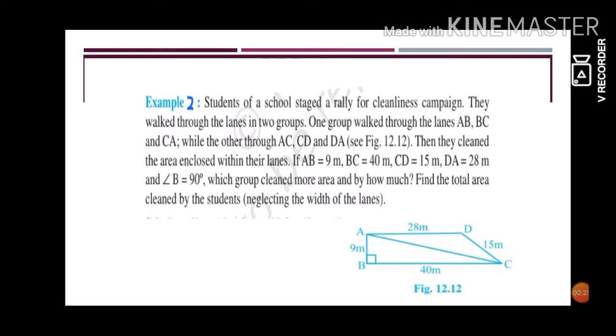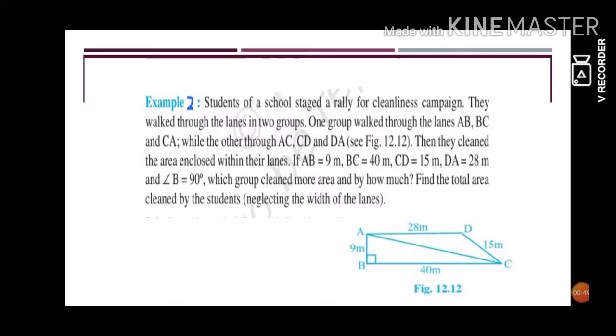Students of a school staged a rally for a cleanliness campaign. They walked through the lanes in two groups. One group walked through the lanes AB, BC and CA, while the other through AC, CD and DA. We have to see the figure for it. Then they cleaned the area enclosed within their lanes.